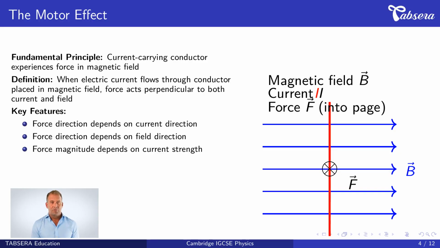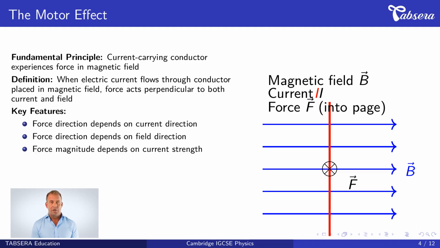Let's explore the motor effect, our first core concept. The fundamental principle states that a current-carrying conductor experiences a force when placed in a magnetic field. This means when electric current flows through any conductor, such as a wire, and that conductor is placed in a magnetic field, a force acts on the conductor. The definition is, the force acts perpendicular to both the current direction and the magnetic field direction.